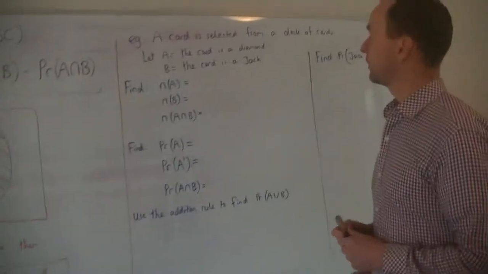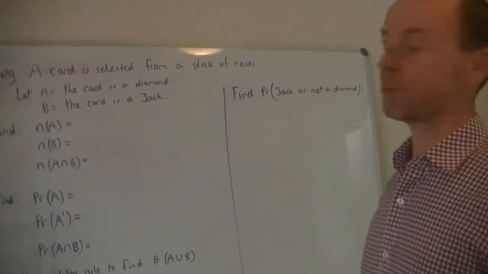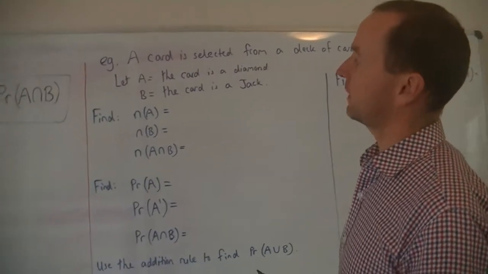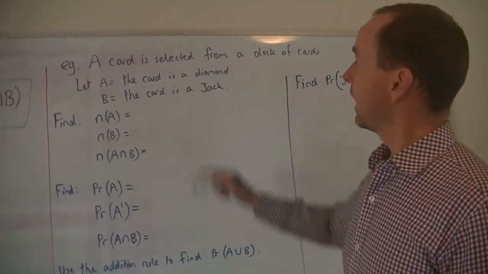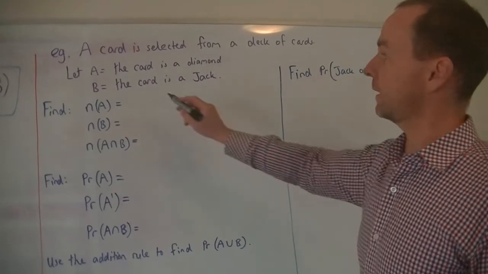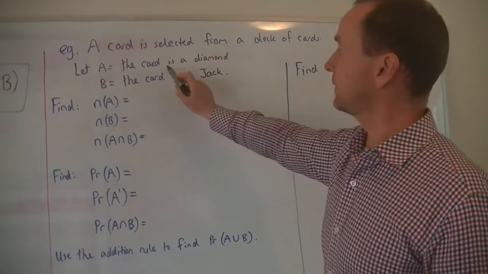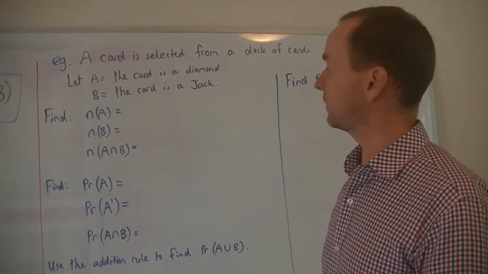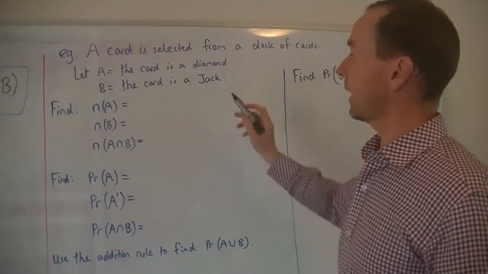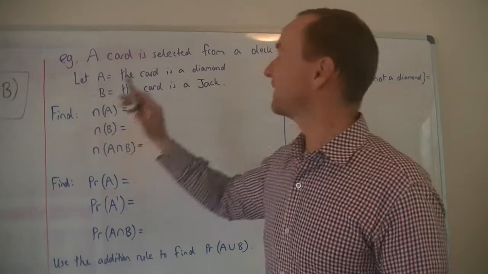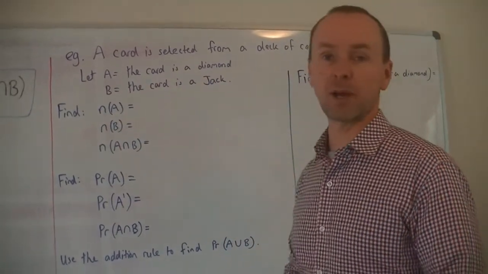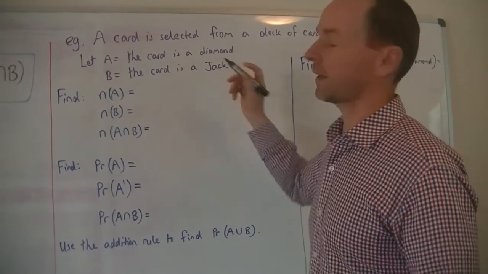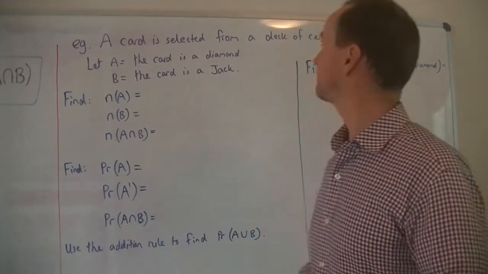Alrighty, so let's do a couple of examples. Remember, you must know all the details about a deck of cards. A card is selected from a deck of cards. Event A is a diamond. A quarter of the cards are diamonds, so there are 13 cards that are diamonds, sorry. And B, the card is a jack. There are 4 jacks, that's what I meant to say.